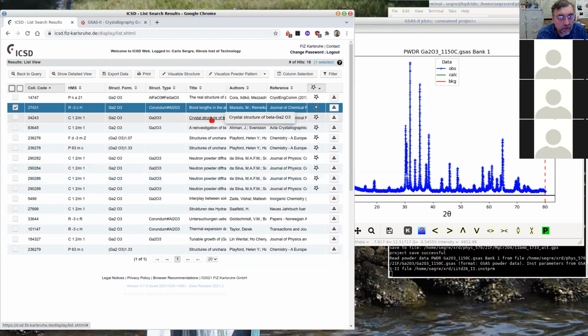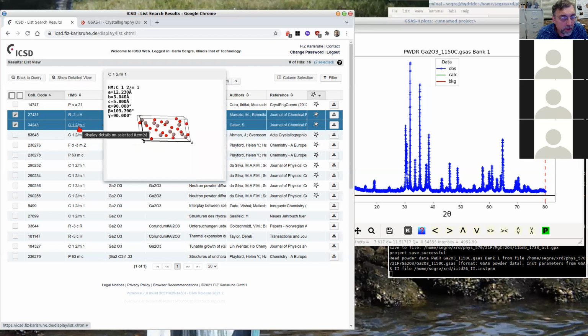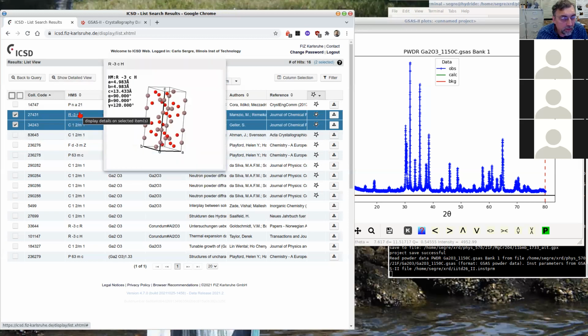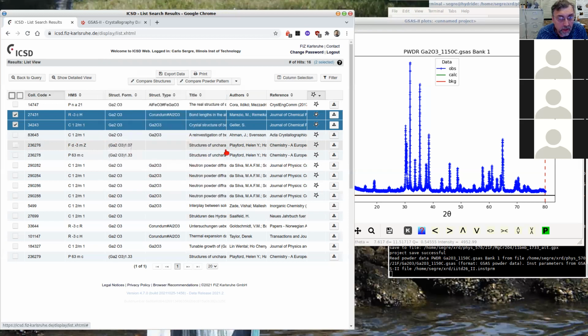Then this one says the crystal structure of beta gallium-203. So let's choose this one too. And so you can see the monoclinic looks like it's beta. The rhombohedral looks like it's alpha. This one is a spinel. It looks very much like the one we just saw.